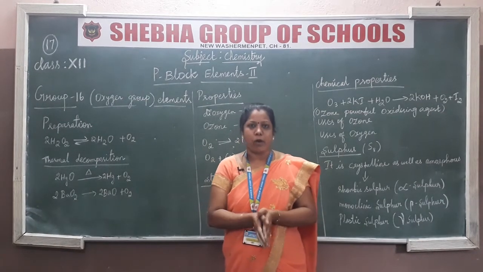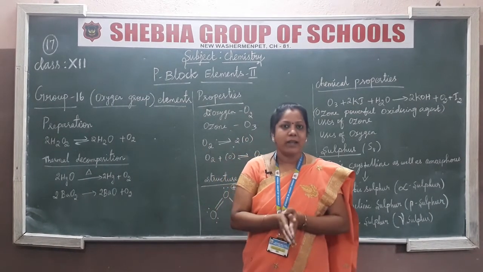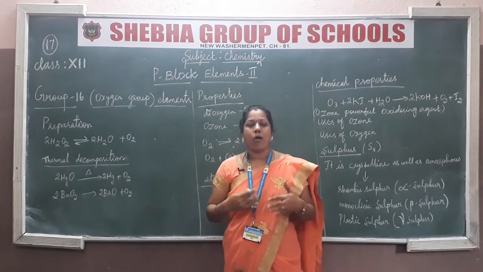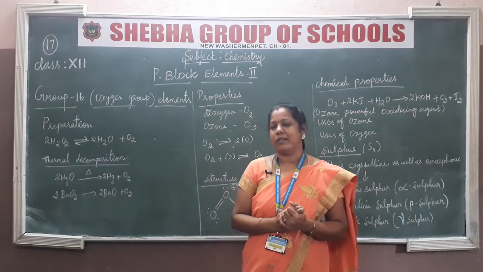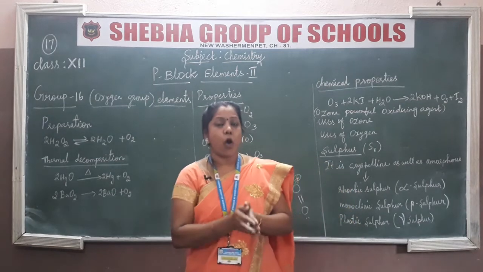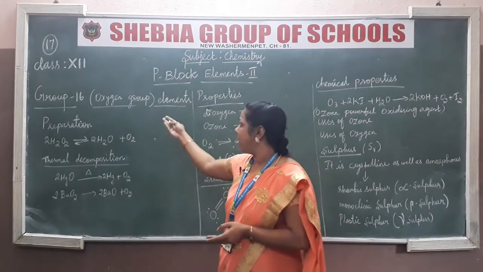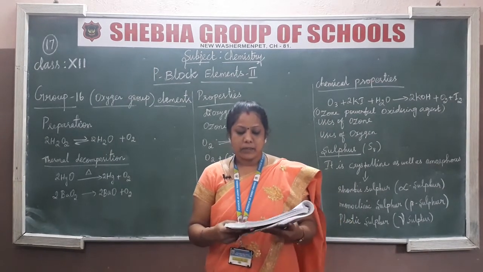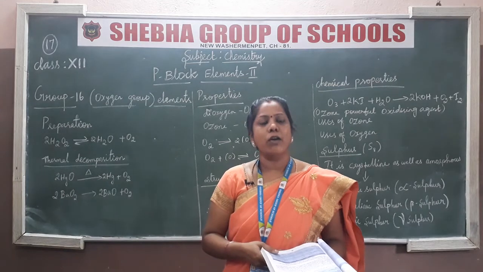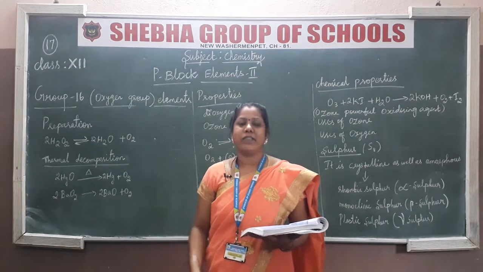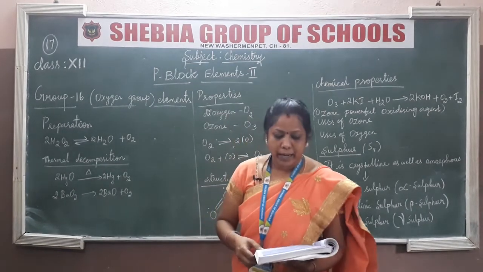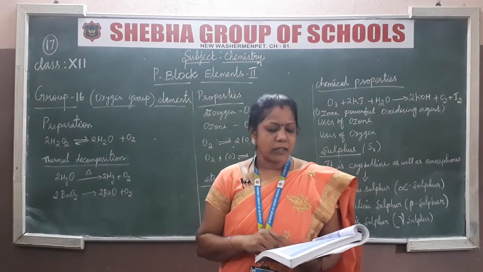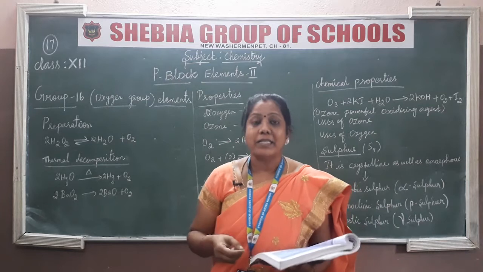It's very important, because without oxygen we cannot survive. You know very well that all living things need oxygen. Apart from oxygen, the elements of group 16 are sulfur, selenium, tellurium, and polonium, in this order in the 16th group. These elements occur as ores of oxides and sulfides.